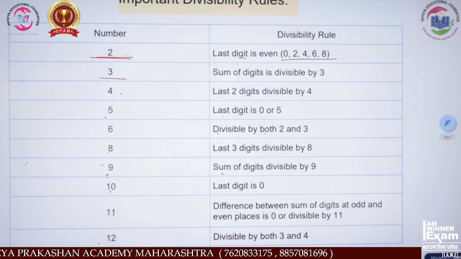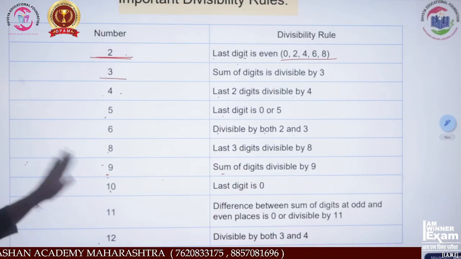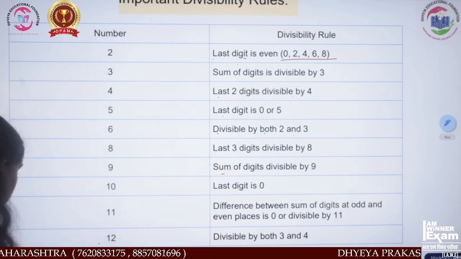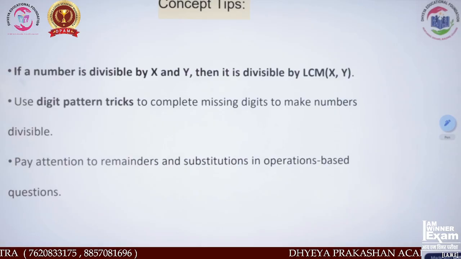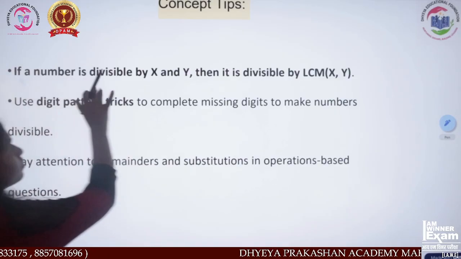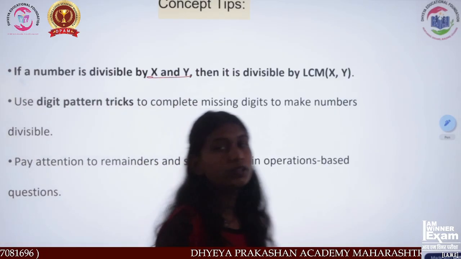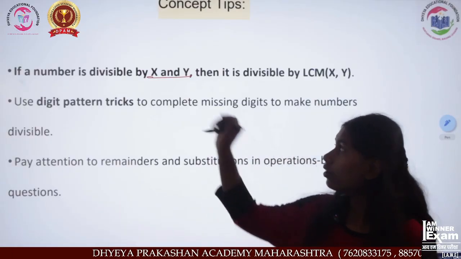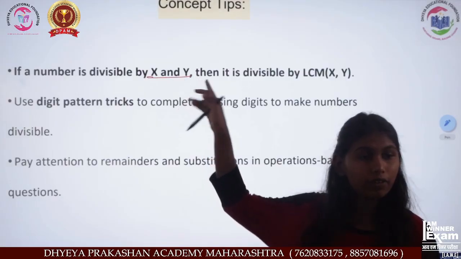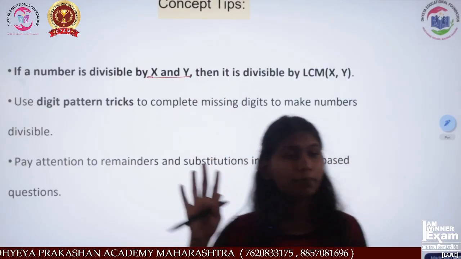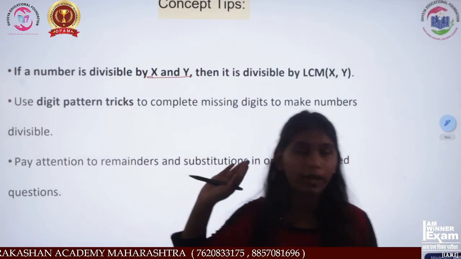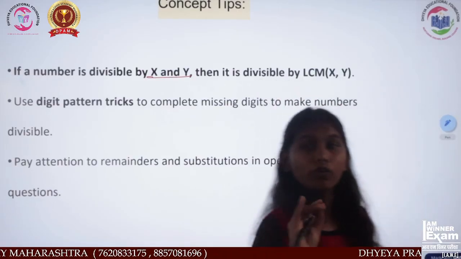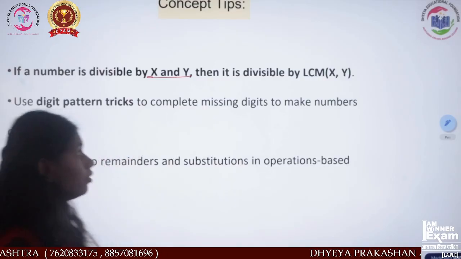So these are some rules by which you can check if a number is divisible by these numbers or not. Then, if a number is divisible by x and y, suppose a number gets divided by two numbers that we assume as x and y, then it is divisible by the LCM of x and y. What is meant by LCM? That is the lowest common multiple of x and y.